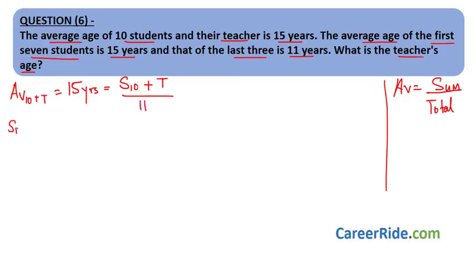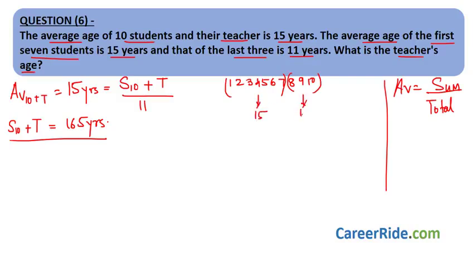So the sum of the ages of 10 students plus the age of the teacher would be 11 into 15, that is 165 years. Okay. Now what they have given is the average age of the first 7 students is 15 years. Now we know there are 10 students, 1, 2, 3, 4, 5, 6, 7, 8, 9 and 10. Out of that they have given that the average age of the first 7 students is 15 and the last 3 it is 11.